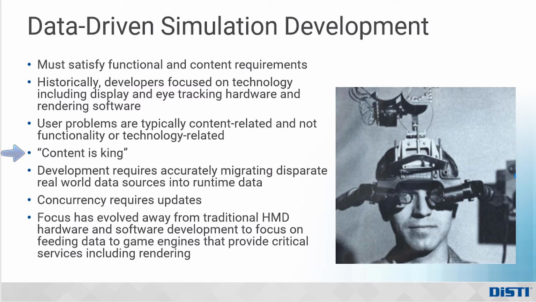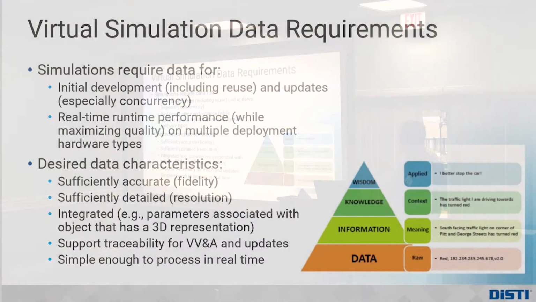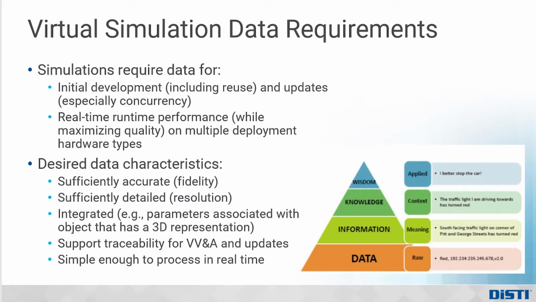So the thing with data and content is that it evolves. Paul was talking about aircraft. As the aircraft get modified through the years, you need to update your training. If your applications are very data-driven, it's easier to update your application. So when I'm talking about data, there's really two major types of data that are involved in developing these applications. One is the initial development of the application, and the other is the real-time runtime performance of the application on the various platforms that you're deploying it to.